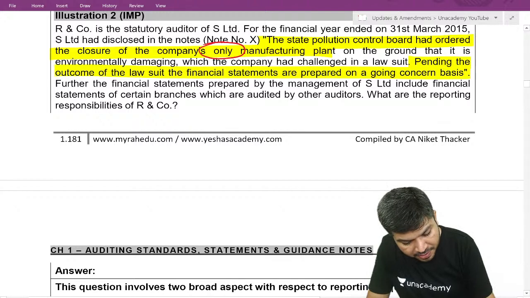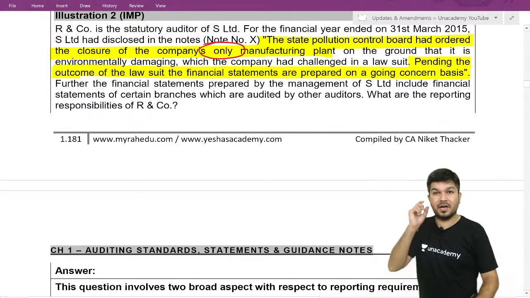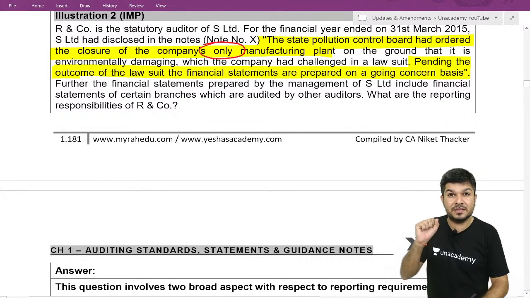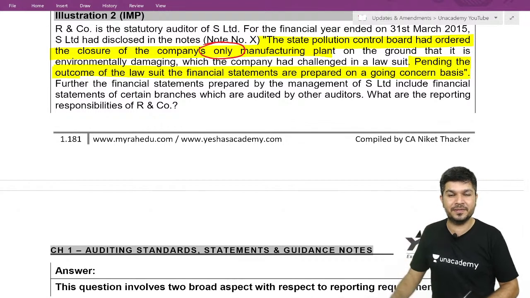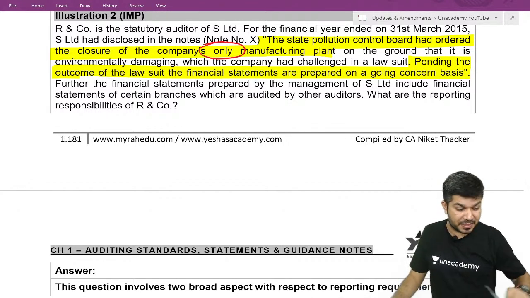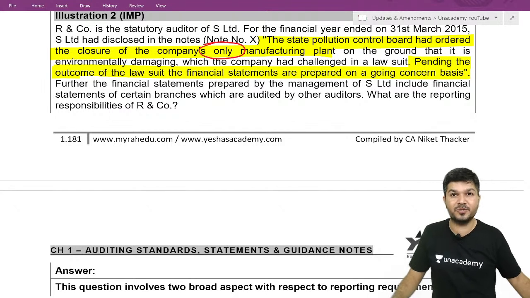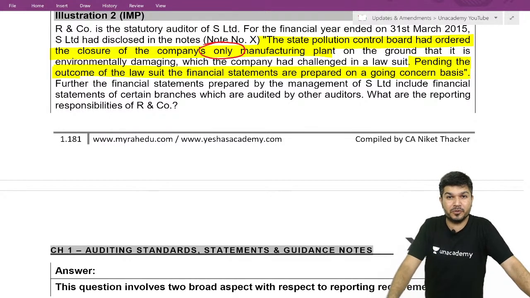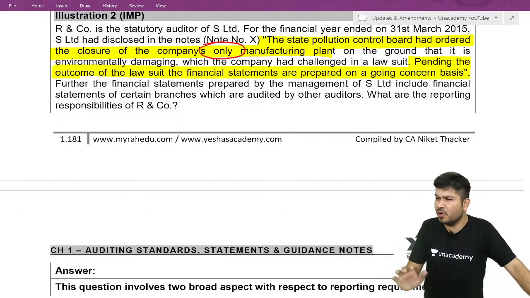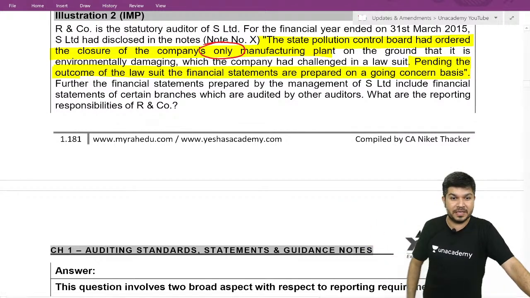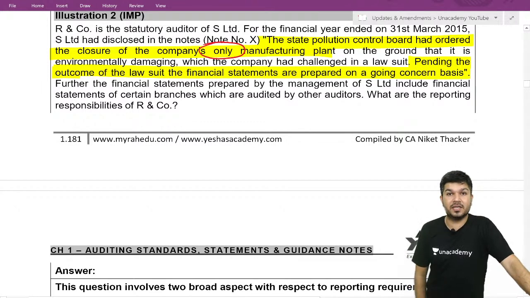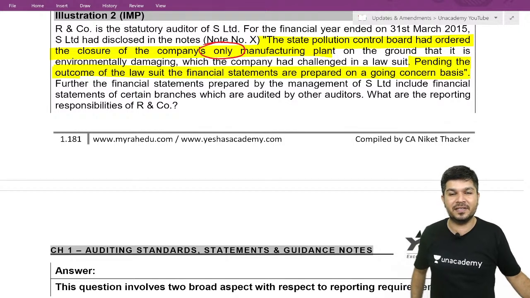The accounts were prepared on a going concern basis. Now, can I say there's a material uncertainty related to going concern? The Pollution Control Board has ordered to shut down the only manufacturing plant you have. You have gone for appeal. The litigation is going on. Now, if you lose the case, you have to shut down. If you win the case, you'll continue. So that's a material uncertainty related to going concern.